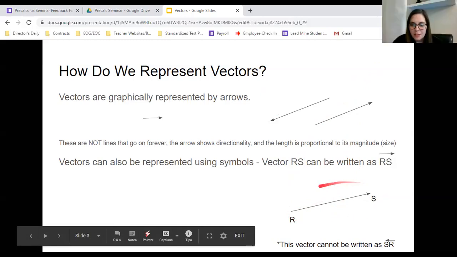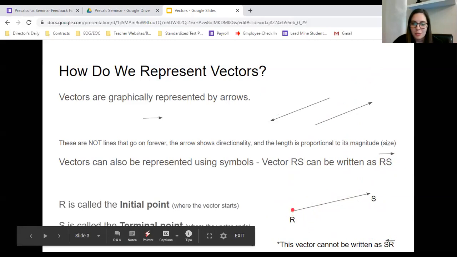So we've got this vector here, RS. There's a couple important things about this. RS here, we have this arrow on top. Now we can't label this vector as vector SR down here for a couple reasons. The first being that it's in the wrong order.